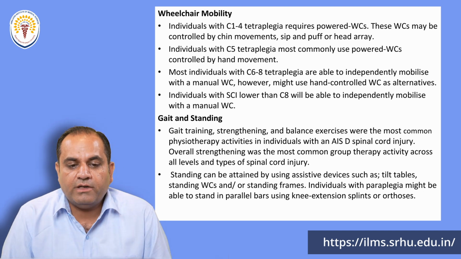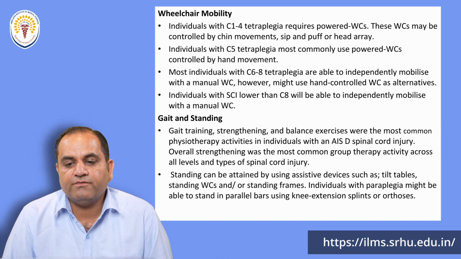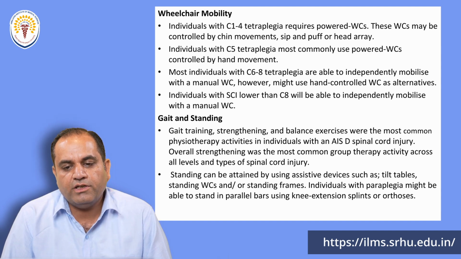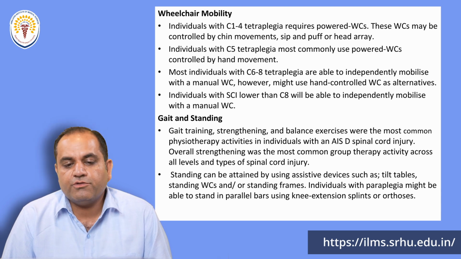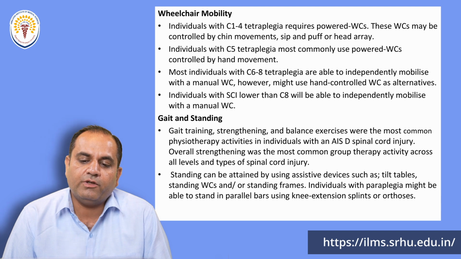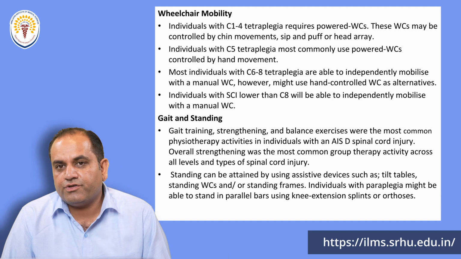Now come to wheelchair mobility. Individuals with C1 to C4 tetraplegia require powered wheelchairs. These wheelchairs may be controlled by chin movements, sip and puff or head array. Individuals with C5 tetraplegia most commonly use wheelchairs controlled by hand movements. Most individuals with C6 to C8 tetraplegia are able to independently mobilize with a manual wheelchair, however might use hand controlled wheelchairs as alternatives. Individuals with spinal cord injury lower than C8 will be able to independently mobilize with a manual wheelchair.